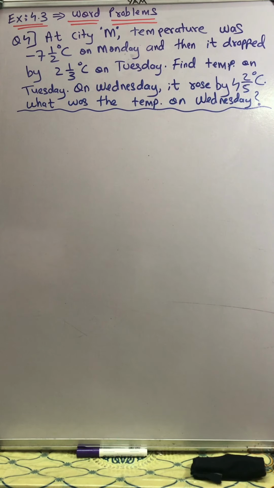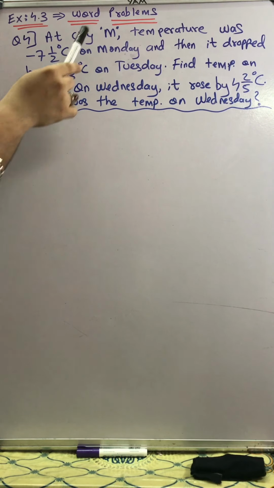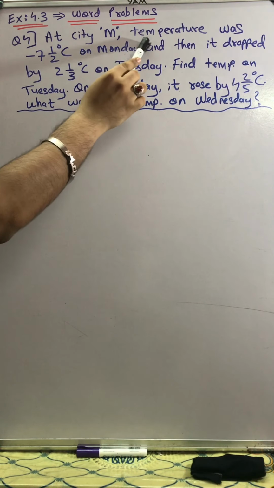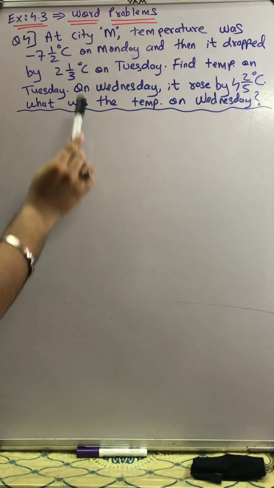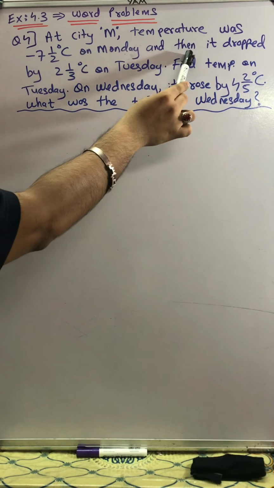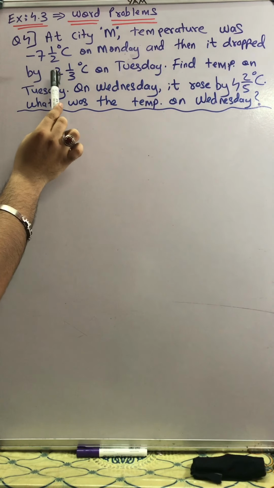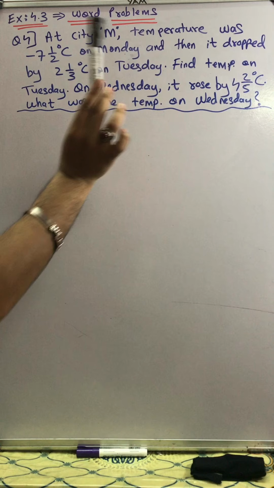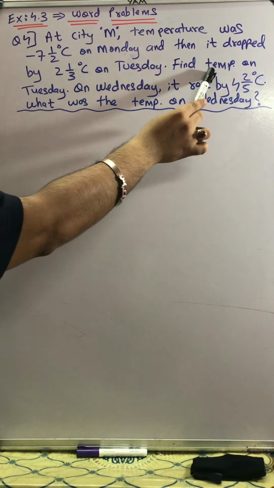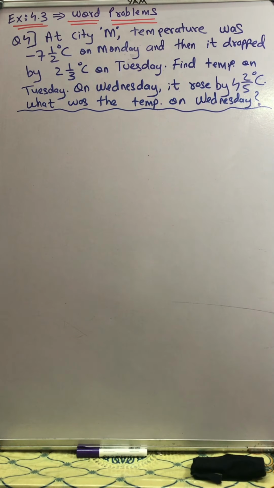Now students, next question on the board. Question number 4. At city M, the name of the city is not given, it's called city M. Temperature was -7 1/2 degrees Celsius on Monday, and then it dropped by 2 1/3 degrees Celsius on Tuesday. Find temperature on Tuesday.